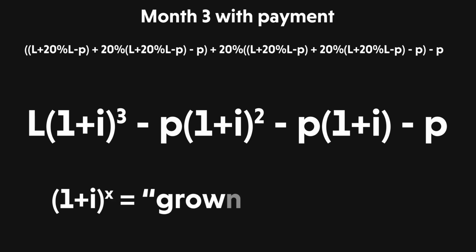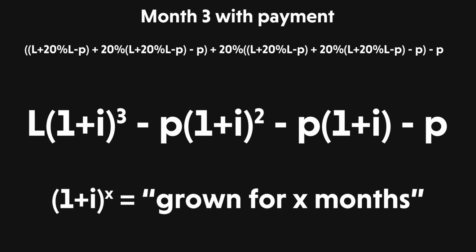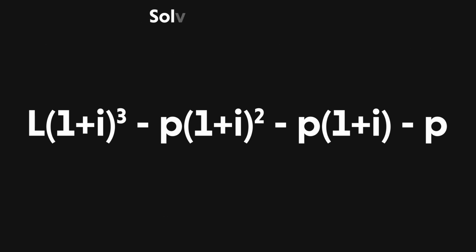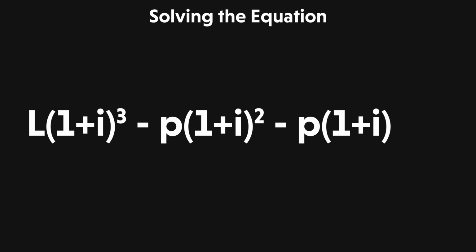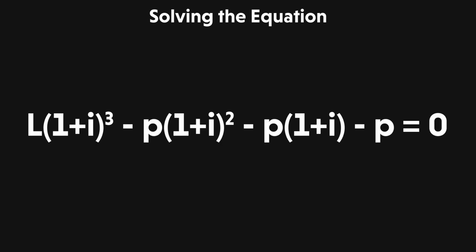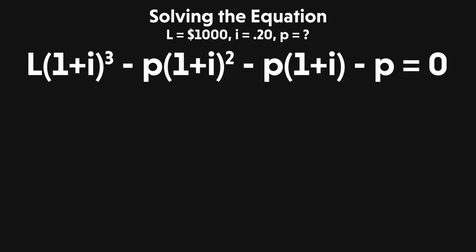Also, remember that 1 plus I to the x really just means that the quantity is increasing x times, where x is the number of months that the money has had to grow. Now, if we want to solve how much you would have to pay to reduce this loan to 0, we simply make this equal to 0 and solve for p. One thing that we notice is that all payment terms are negative and that they can be added up. So let's do that first.